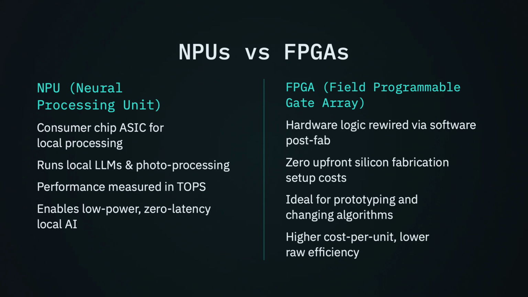Specialization isn't just happening in massive cloud data centers. It is happening on the consumer edge. Modern laptop and mobile processors now feature built-in NPUs, or neural processing units. Apple Silicon, Intel Core Ultra, and AMD Ryzen chips dedicate significant die area to these processors. An NPU is a tiny, highly efficient ASIC designed specifically to run low-precision matrix math for local AI features, such as on-device LLMs, real-time image processing, and voice recognition, measuring performance in TOPS without draining your battery.